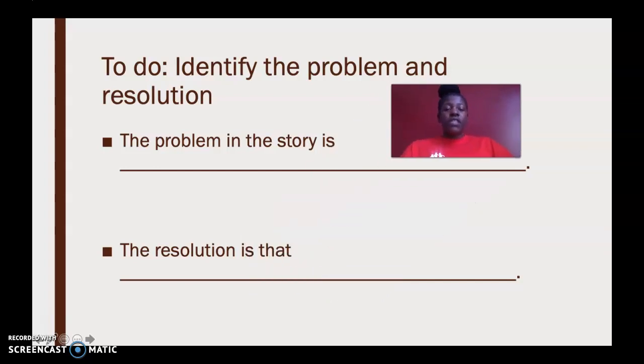Here are two sentence frames. Your to-do for today is to identify the problem and the resolution. You would start your sentence by saying, "The problem in the story is blank." Tell me what the problem is. "The resolution is that blank." What happens to our main character? Remember, the problem and the resolution are all going to involve the main character in the story.